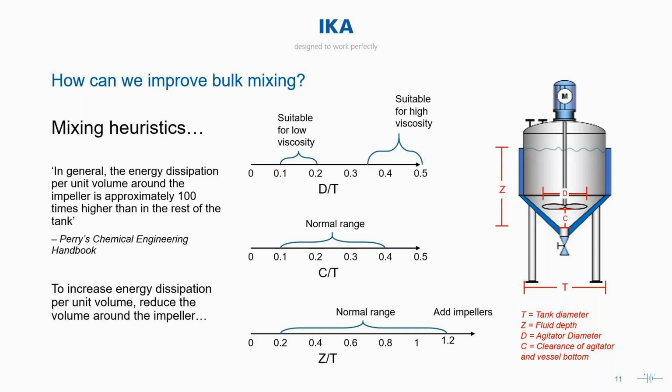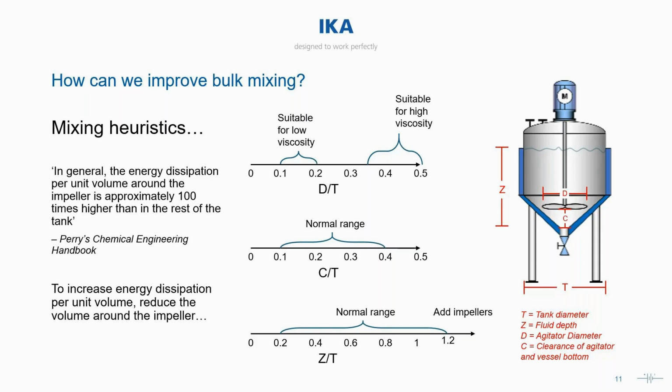So we see from our first heuristic that the impeller diameter should be roughly 10 to 20% of your total tank diameter if you're dealing with a low viscosity fluid. So this is going to be the ideal dimensional parameters for low viscosity. If you have a high viscosity fluid, you need more agitation to move that bulk material, and you're going to shoot for your impeller diameter to be roughly 35 to 50% of your total tank diameter.